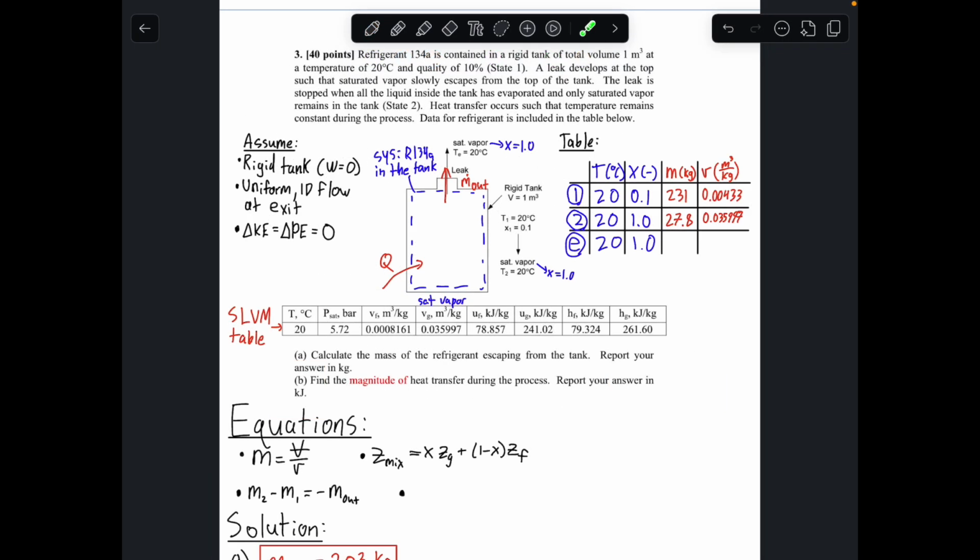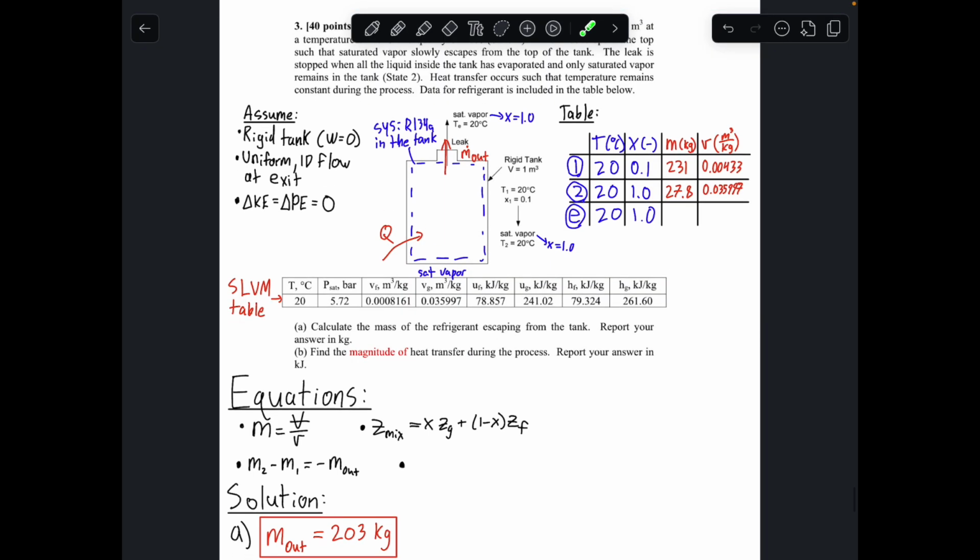Now let's move on to part B of this question, which asks us to find the magnitude of heat transfer during the process and to report our answer in kilojoules. Whenever I'm asked to find heat transfer, usually the first thing that I think about is the First Law, our conservation of energy equation. And for this part of the problem, that's all we're going to need to solve for the heat transfer. We have some information about some useful properties here, and we know that this is a rigid tank, which means that there is no work. So we're able to just relate our heat transfer to our changes in properties. So let's scroll down to our equation sheet and look at the First Law.